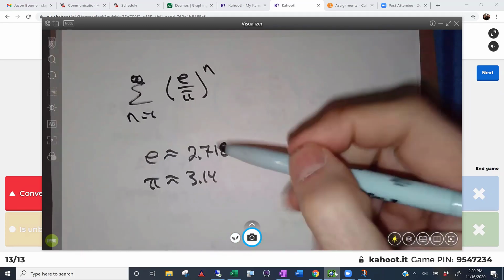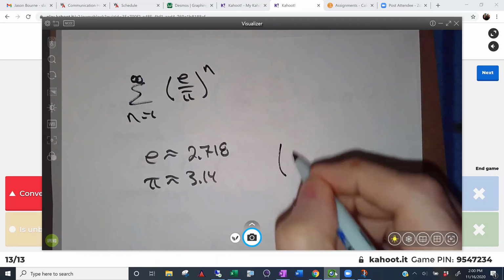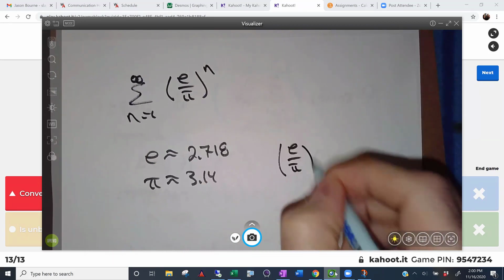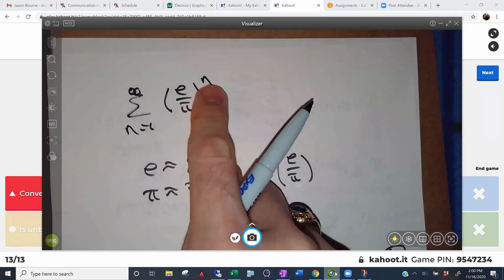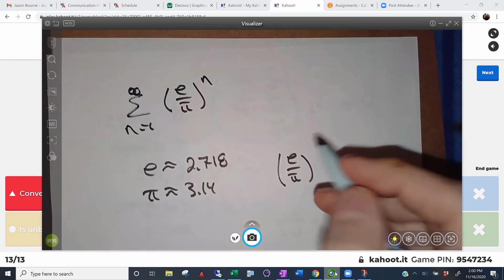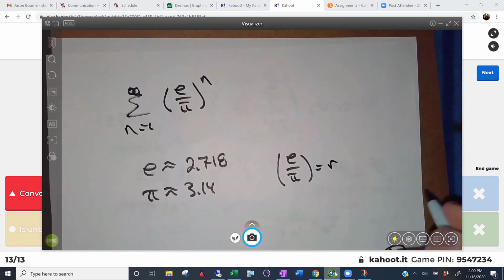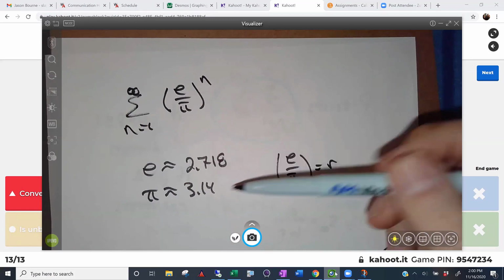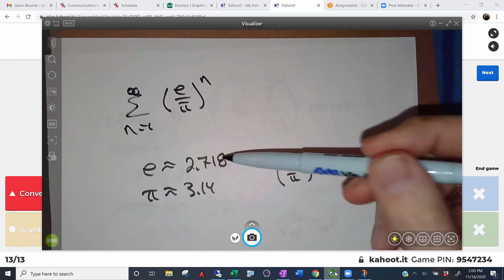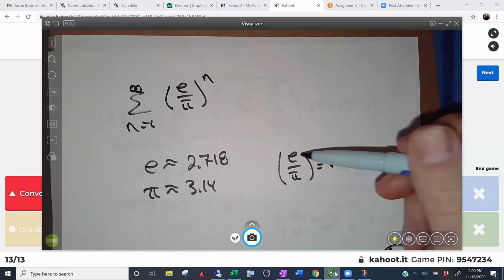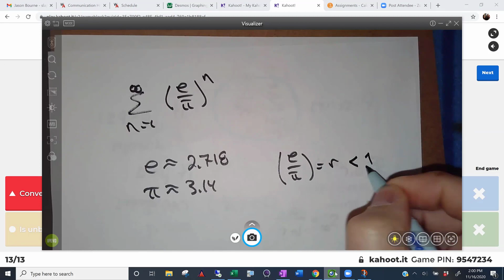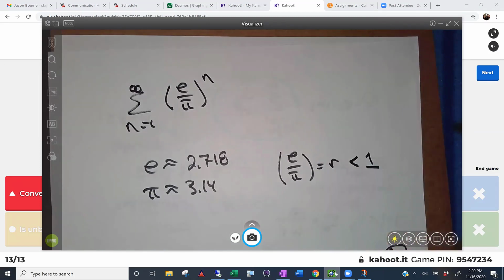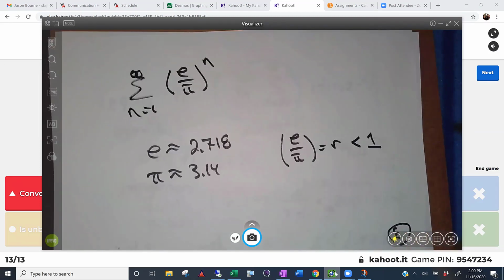Now, why am I concerned about these values? Well, it tells me something important about this. First of all, this is a geometric series. It's just some number to the nth power repeatedly. So it's a geometric series. This is R. But knowing this much, what does that tell me about e and pi? R has to be less than 1. Why is that important? That means it converges.